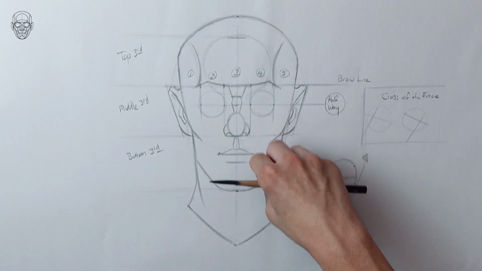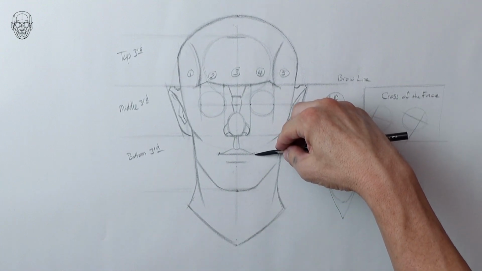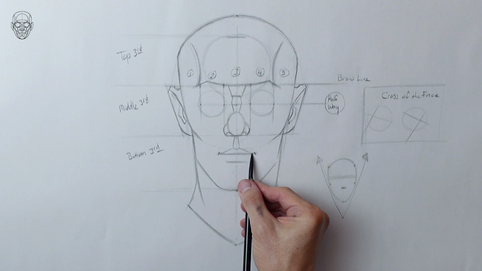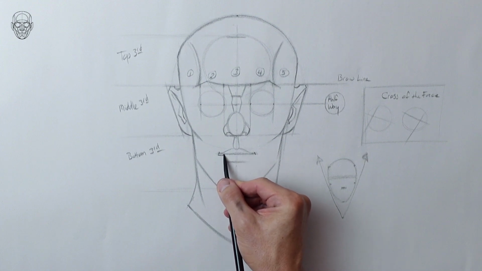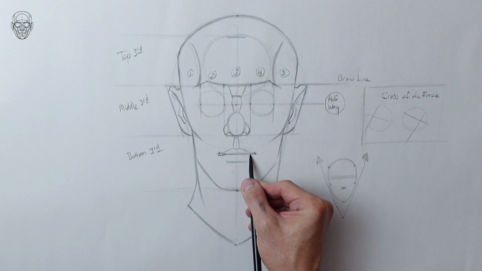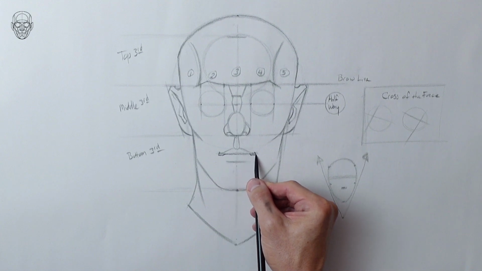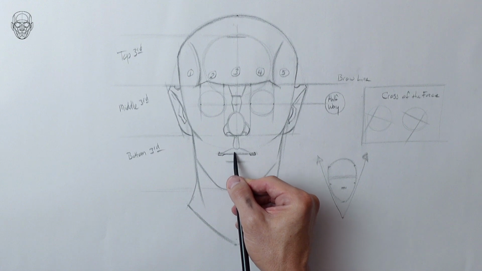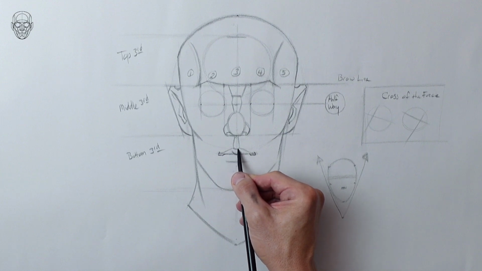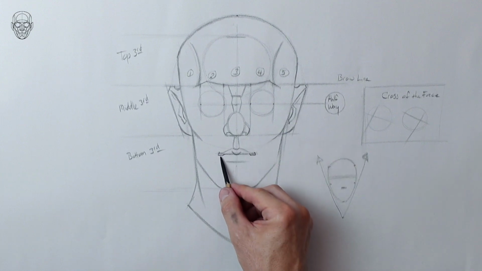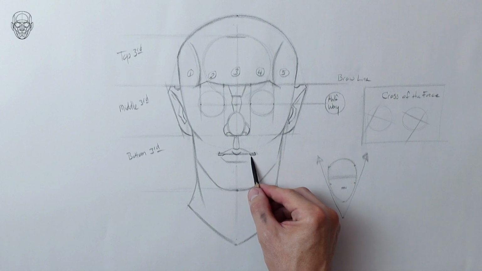Let me bring this guy in a little bit. Stair step over, stair step up, across, stair step down, and then over. And that little centerpiece of the upper lip kind of hangs over sometimes. So now we have placement of our mouth.